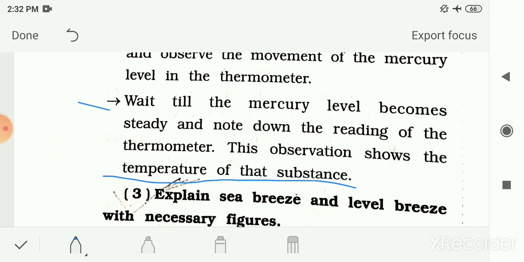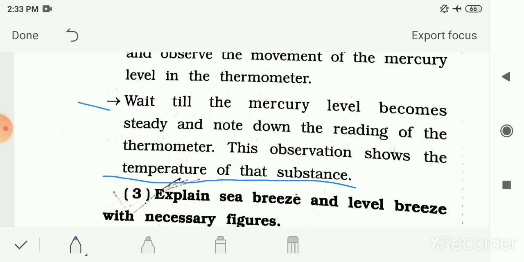And we have to hold this thermometer vertically, and observe the movement of the mercury level in the thermometer until the mercury level gets steady. And then we can note the reading of the thermometer, which shows the temperature of the given substance or given object. So this is the laboratory thermometer.